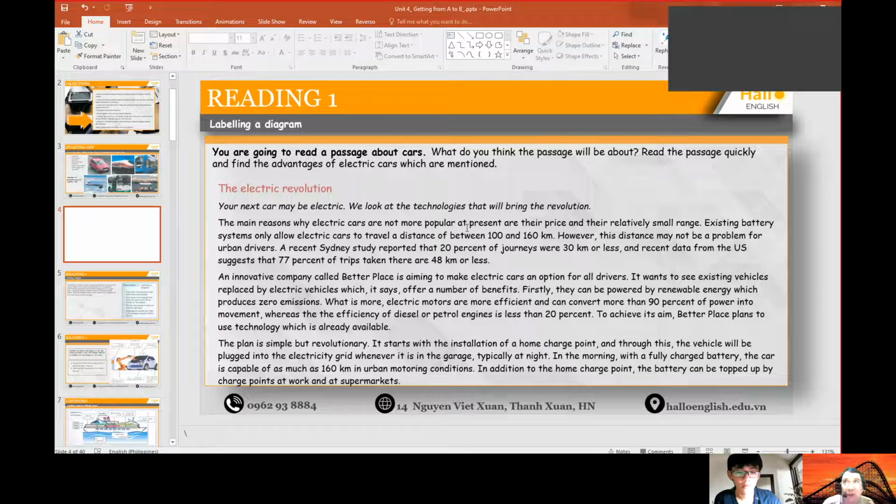Because from the title, it's electric revolution. So when you say revolution, what does it mean? Of course, if we are going to talk about revolution, there will be fighting, right? Fighting, it's revolution. But of course, if you're talking about cars, so there would be what?